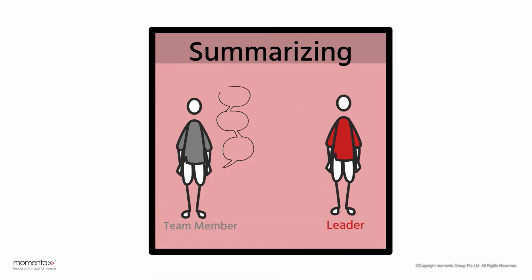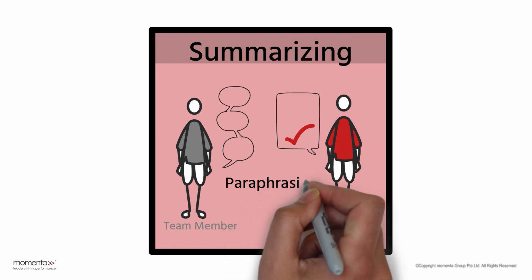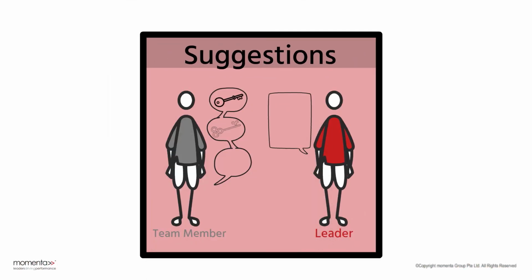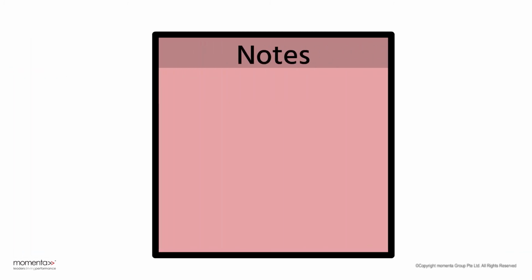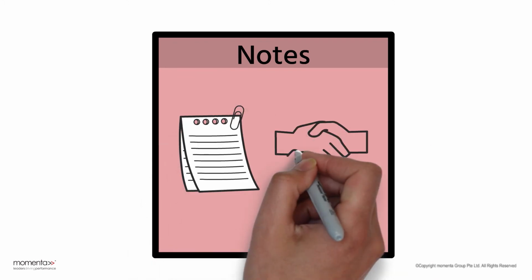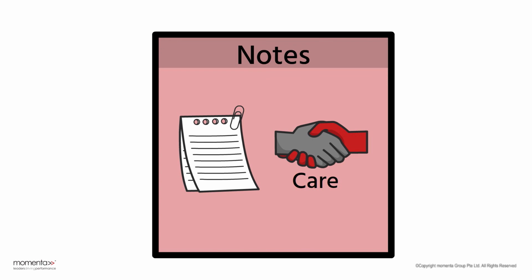Summarizing is a powerful way to demonstrate that you are fully engaged. Confirm what you understand by paraphrasing. Wait for the right moment to provide ideas. Usually this is after the coachee has already come up with a few possible options. And finally, taking notes not only allows you to document the dialogue, it shows the coachee that you care and you are committed in this partnership.